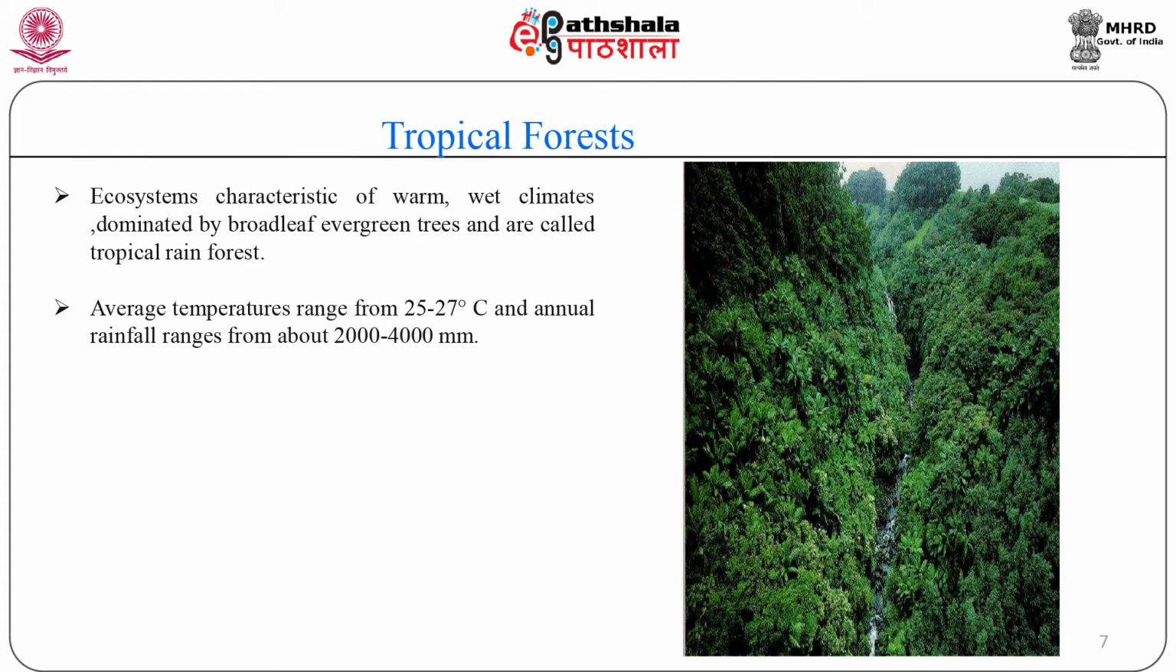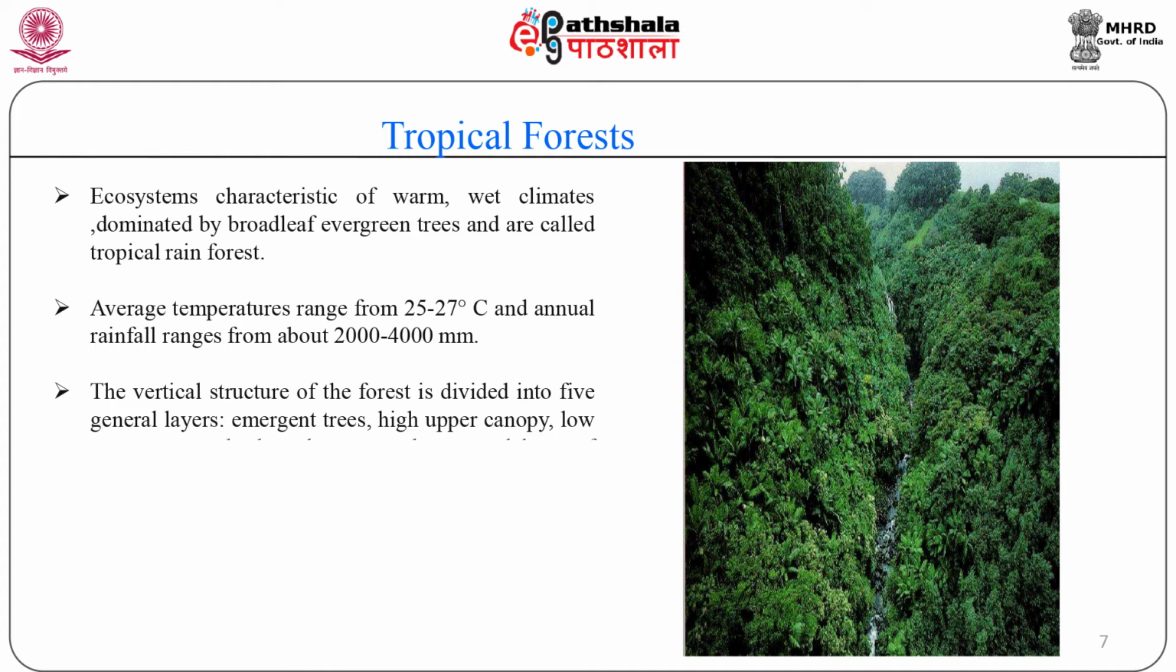Vegetation. Most plants growing in tropical rainforest are woody stemmed trees and climbers. The tropical rainforest is a broad-leaved evergreen forest with a complex multi-storied structure. The vertical structure of the forest is divided into 5 general layers, that are emergent trees, high upper canopy, low tree stratum, shrub understory and a ground layer of herbs and ferns.